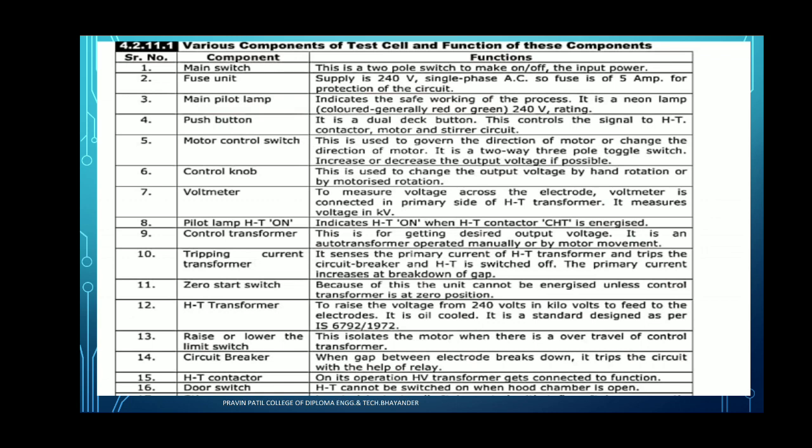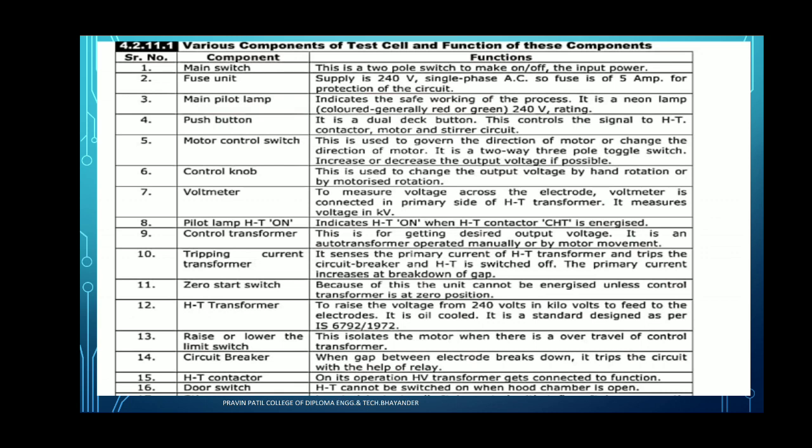If we move the knob in the clockwise direction, then the voltage level increases. If we move the knob in the anti-clockwise direction, then the voltage level decreases, just like a dimmer. So the motor control switch is used to increase or decrease the output voltage if possible, and to change the direction of the motor. It is a two-way 3-pole toggle switch.